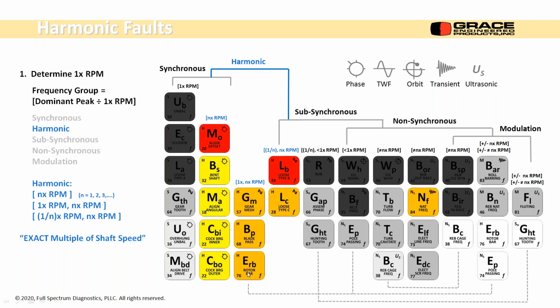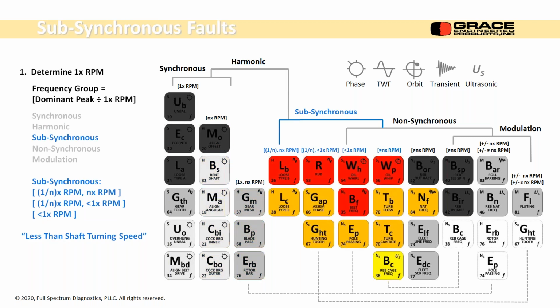In electric motors, AC induction motors, you have rotor bars, which are part of the design of the motor, and they switch back and forth from positive to negative polarity. So it's important to know if that sequence is working properly. You'll have an exact number of rotor bars, so with 48 rotor bars, you'll see a 48 times running speed pulsation. So that's synchronous and harmonic. My next grouping is sub-synchronous, which is less than shaft turning speed, so below the running speed of the shaft.